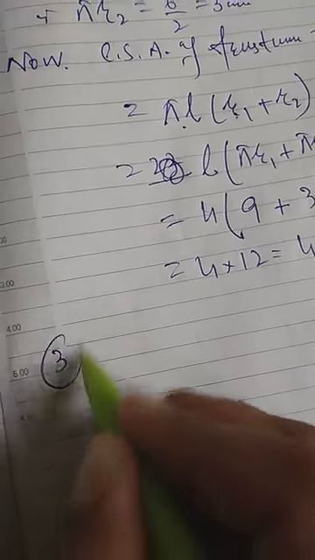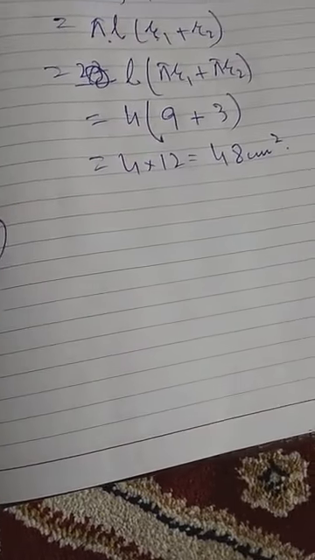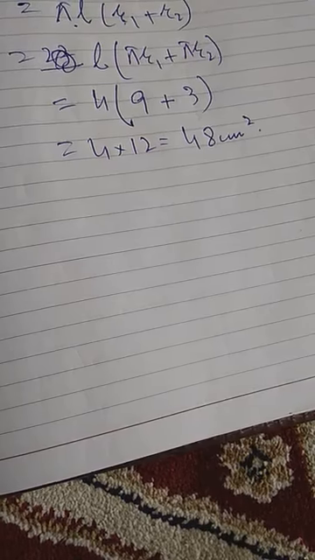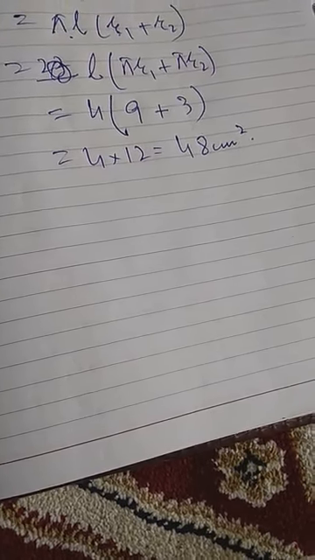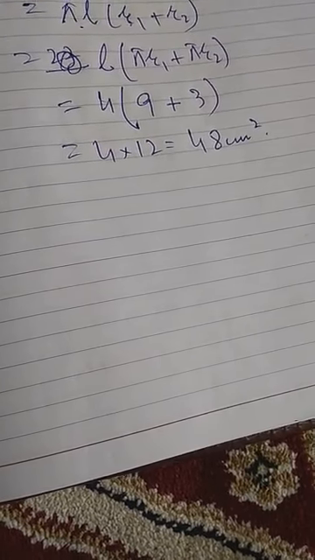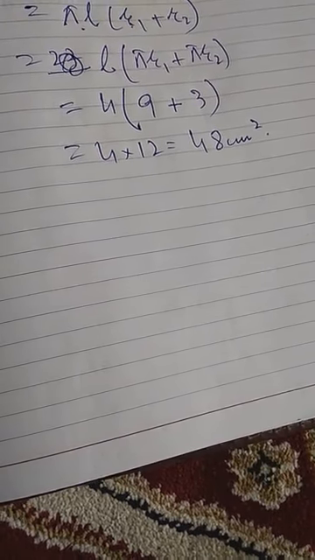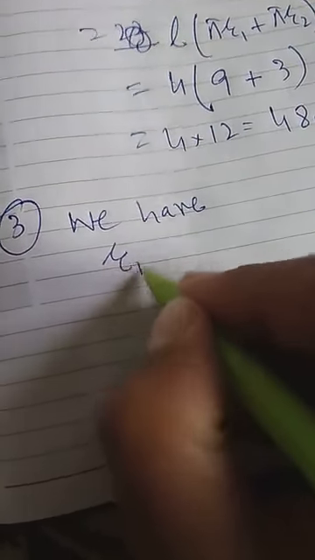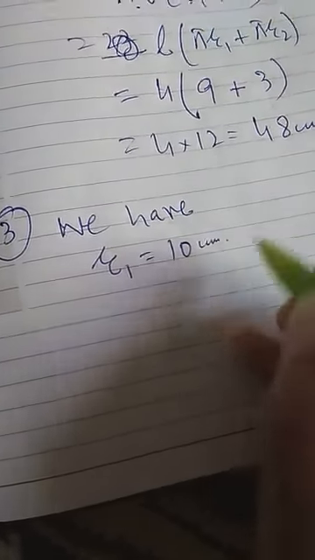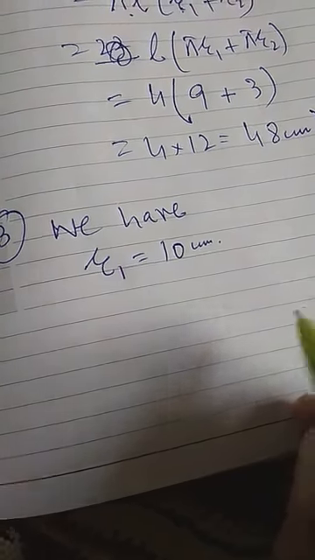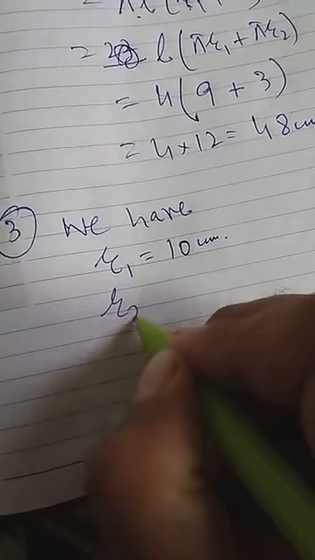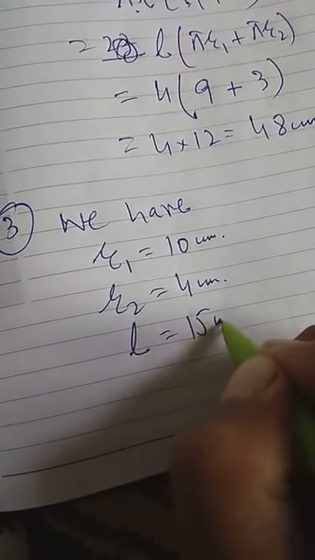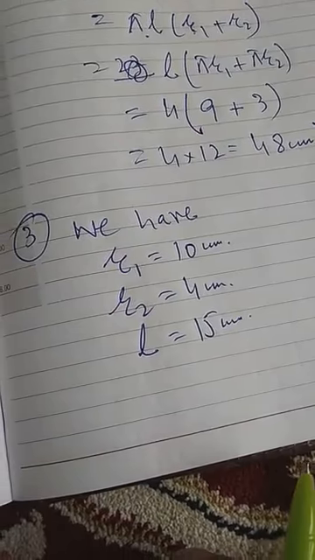Now question number 3 of the same exercise. A fez, the cap used by the Turks, is shaped like a frustum of a cone. जो कैप बनी है उसकी शेप है फ्रस्टम ऑफ कोन. If its radius on the open side is 10 centimeter, that is R1, and the upper radius of upper base, जो closed है, that is 4 centimeter, R2 is equal to 4 centimeter, and its slant height L is equal to 15 centimeter. Find the area of material used for making it.